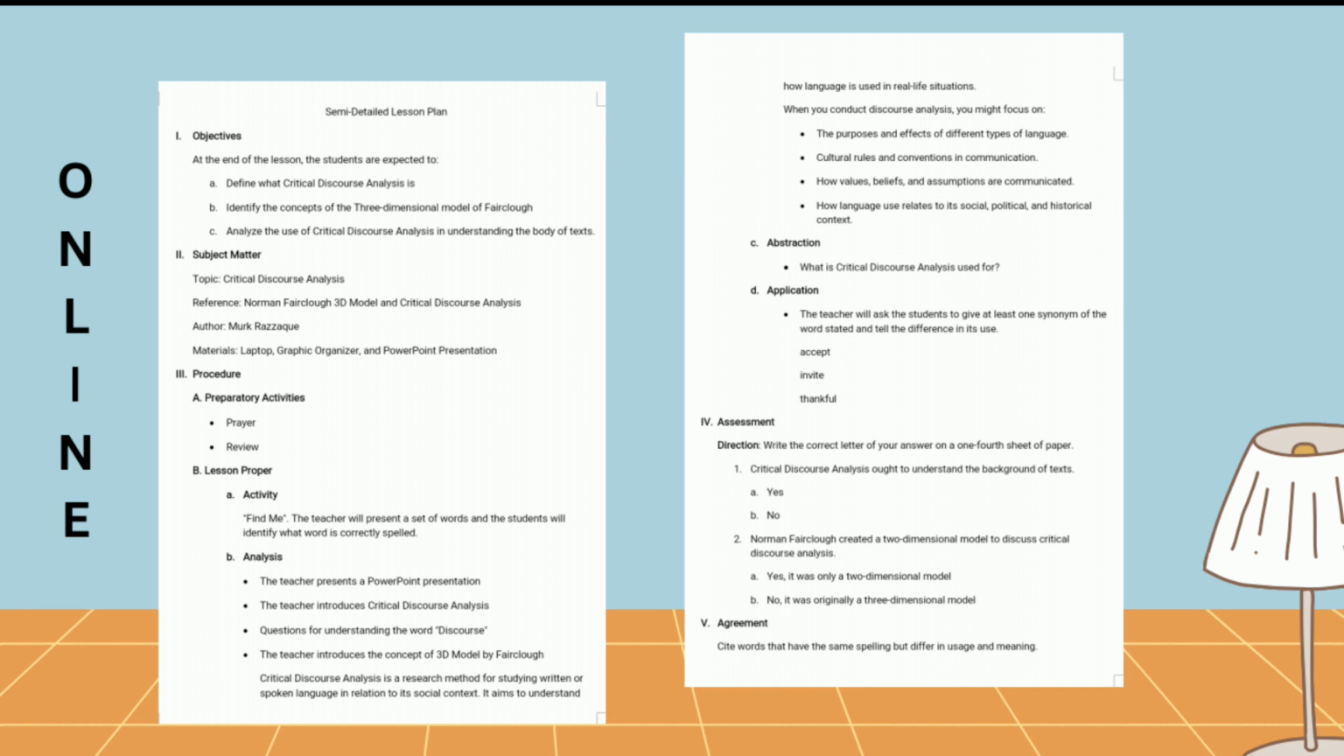For online class, I choose critical discourse analysis as my topic, with the objectives: one, define what discourse analysis is. Second, identify the concepts of the three-dimensional model of Fairclough. And the third one is analyze the use of critical discourse analysis in understanding the body of texts. Critical discourse analysis requires a lot of work and understanding, so it is better if the set objectives are achieved.